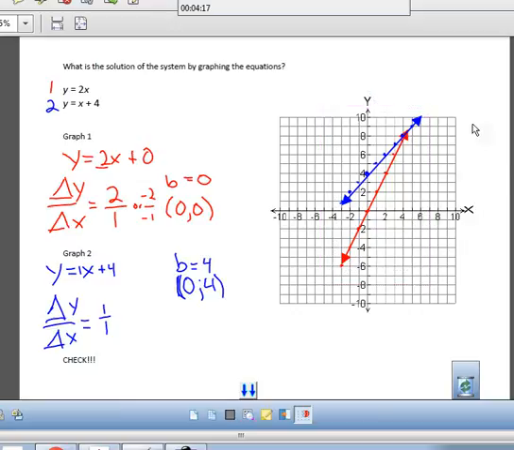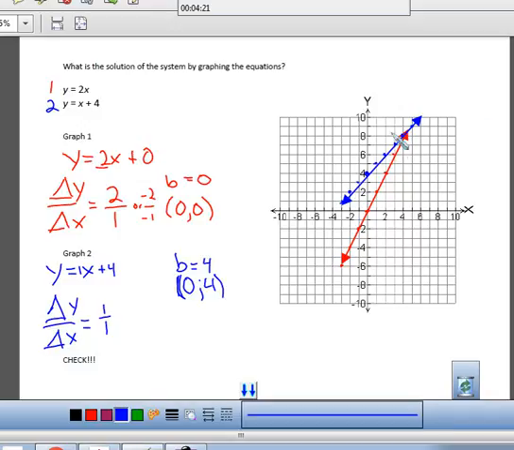But the point that we have, that is the point of intersection, is right here at the point 4, 8. So the solution that we have for this is 4, 8.